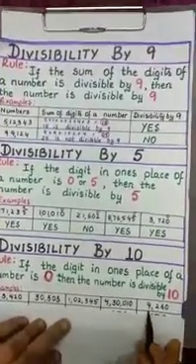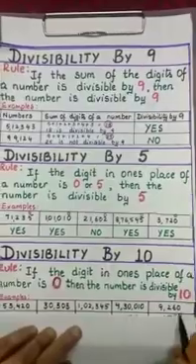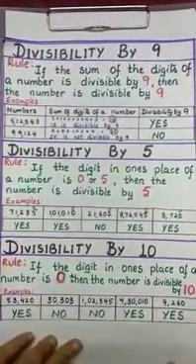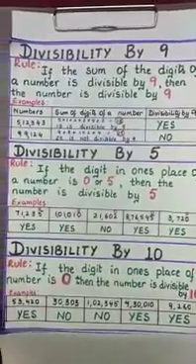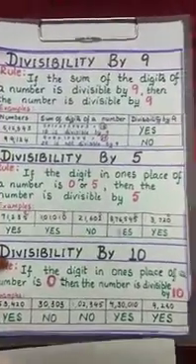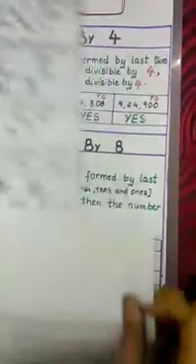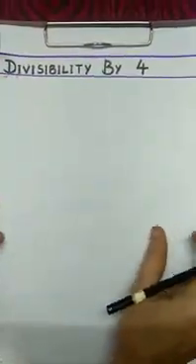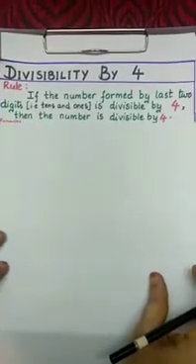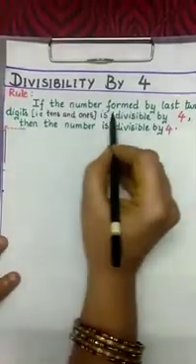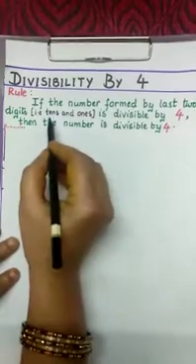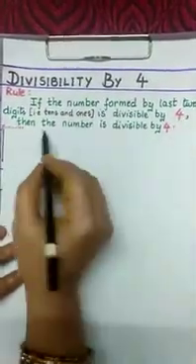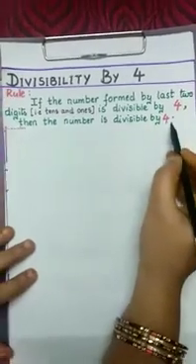Next, 9,260. So the digit in ones place is 0. Hence it is divisible by 10. So according to that, I have written here. The next one, divisibility by 4. The rule for divisibility by 4: if the number formed by last two digits, that is tens and ones place, is divisible by 4, then the number is divisible by 4.